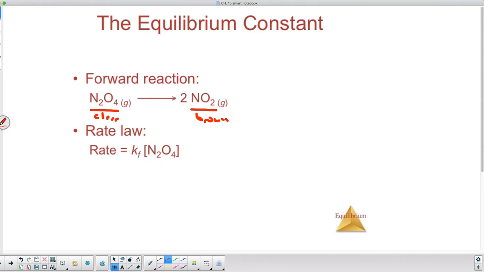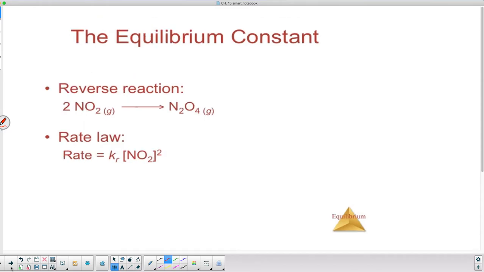But if we're going from just N2O4 over to NO2, then you would see a rate law. Now we understand what a rate law is, and the Kf means the rate constant for the forward reaction. So the rate law is rate equals Kf times, notice that we have only the reactant N2O4 there. So that's just considering the forward reaction.